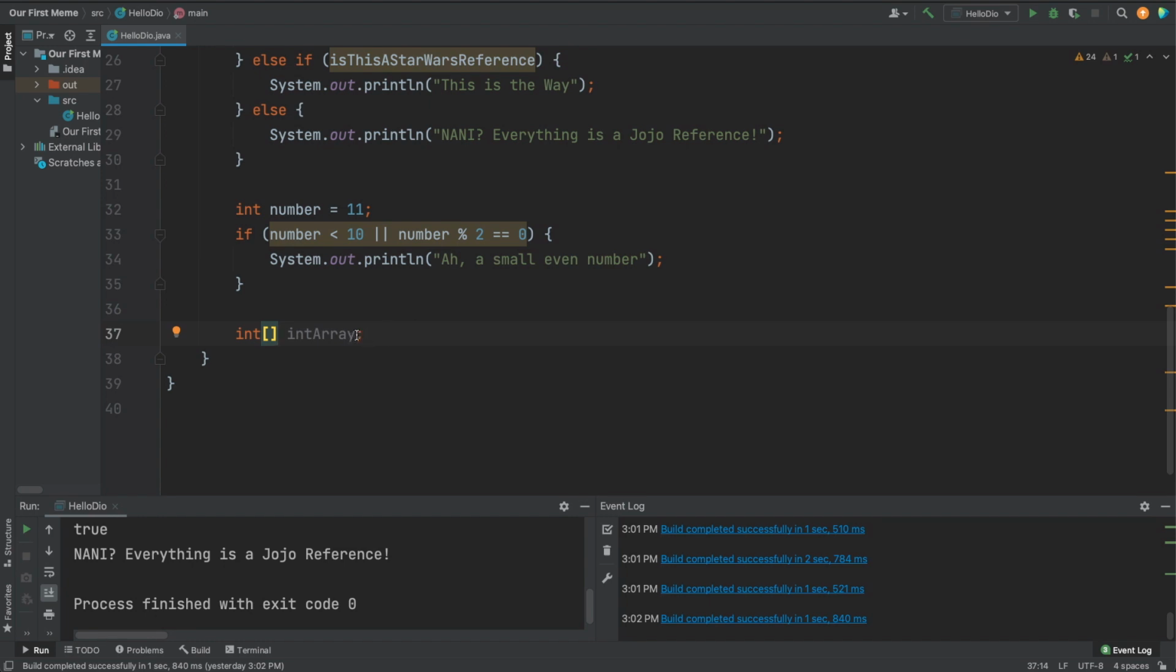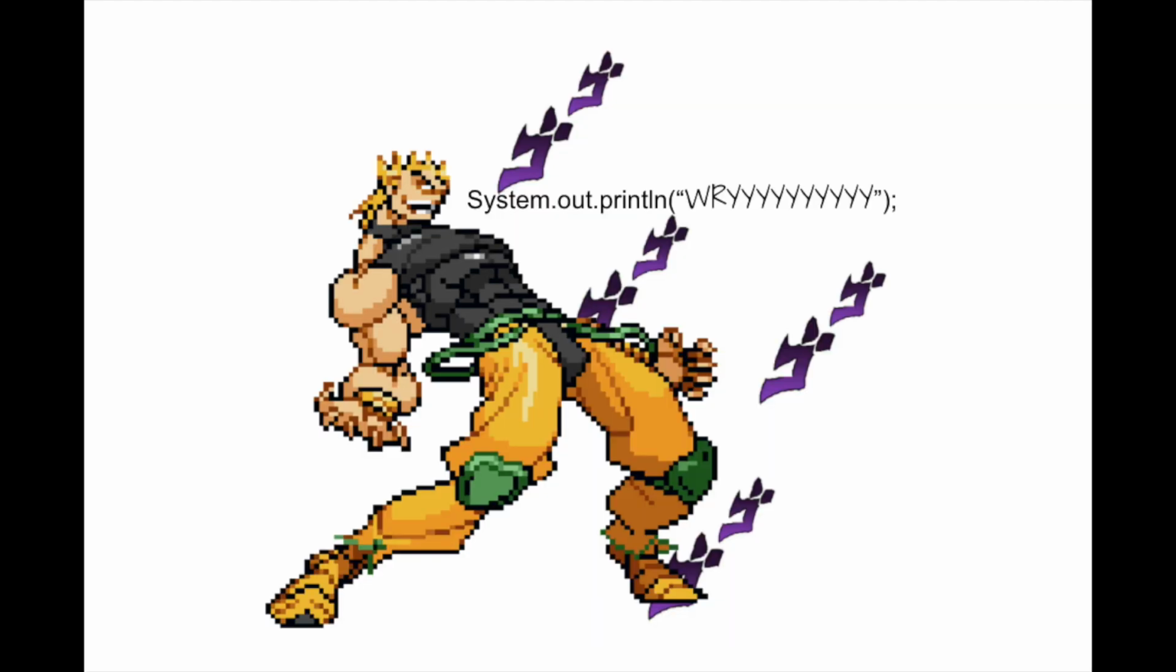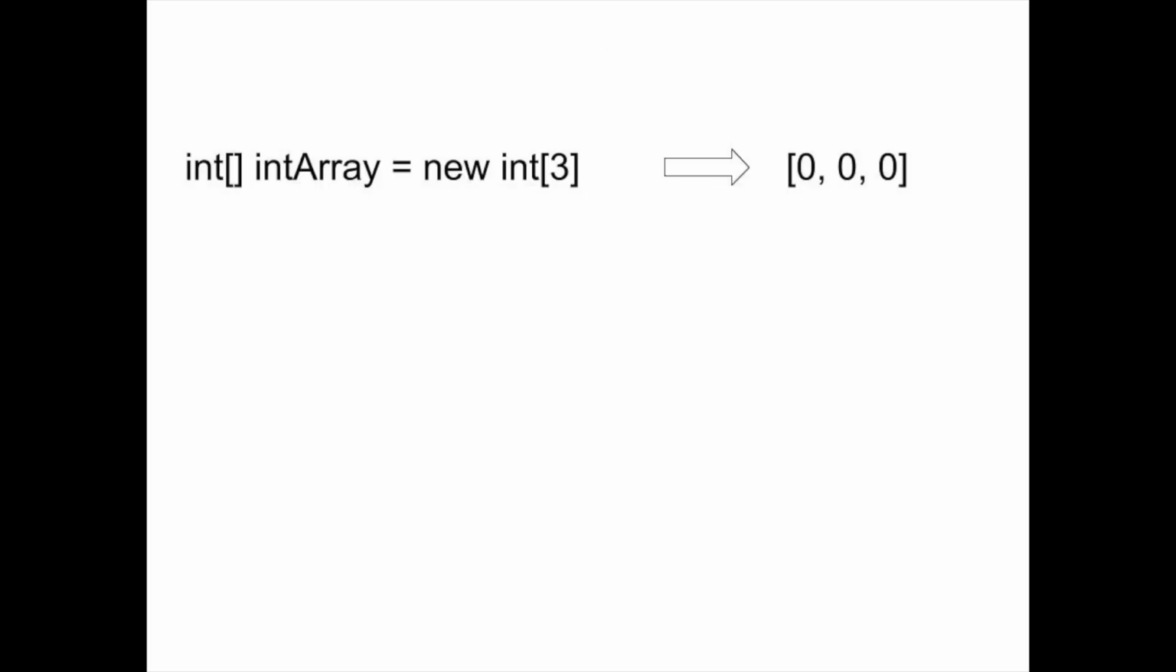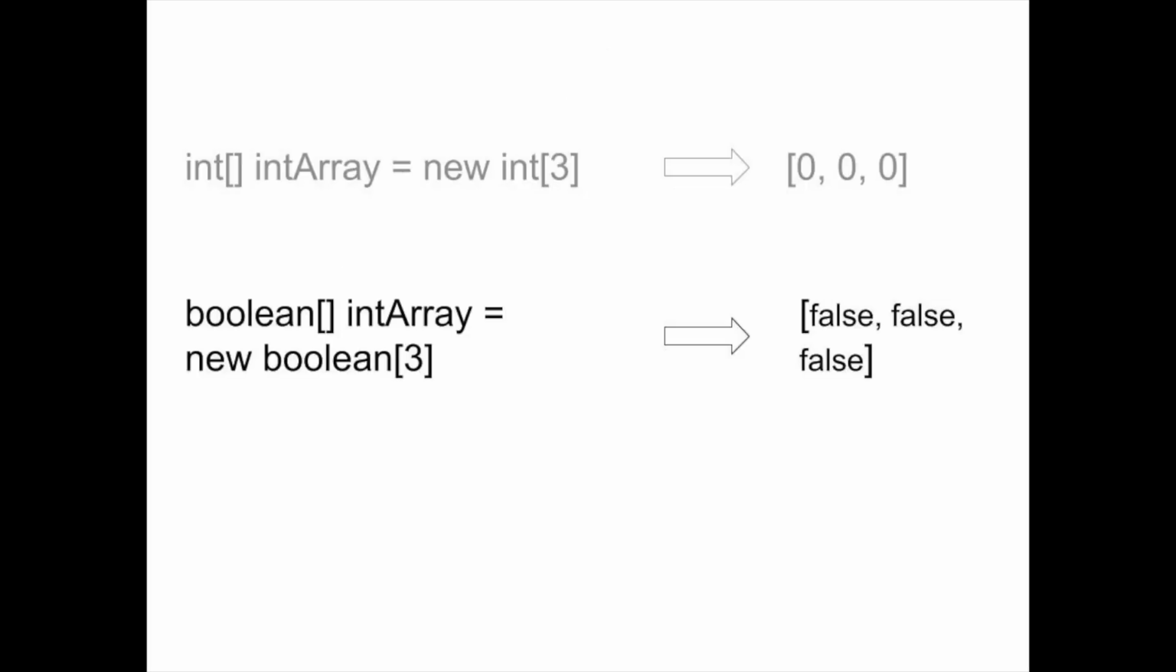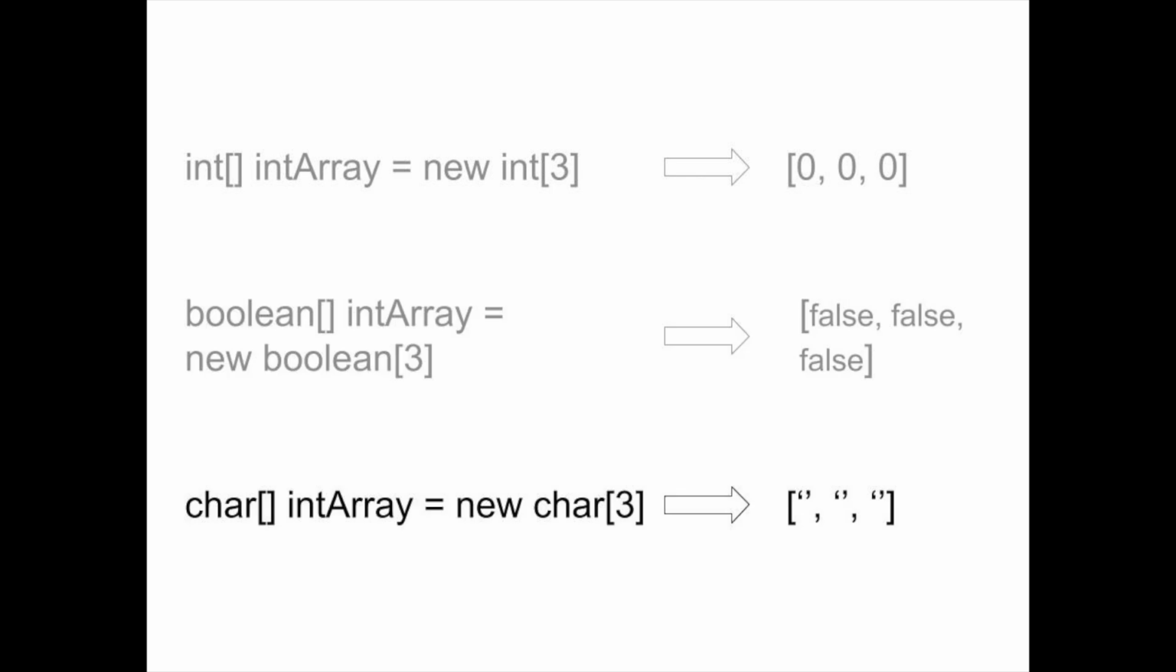So you'll do an equal to new int square bracket 42 close square bracket. We now have the functional equivalent of a 42-line piece of paper to write on. Arrays are pretty nice in that they provide initial values for every line. So for numbers, it's 0. For booleans, it's false, and for characters, it's just the empty character.